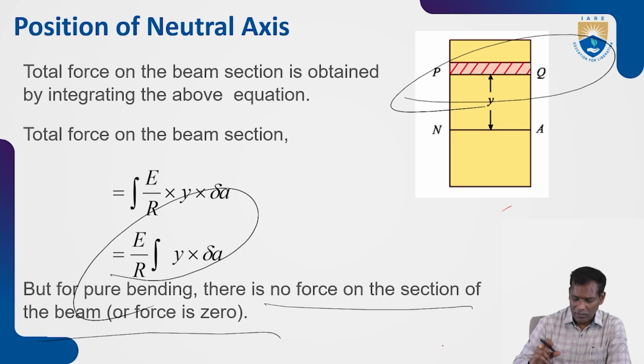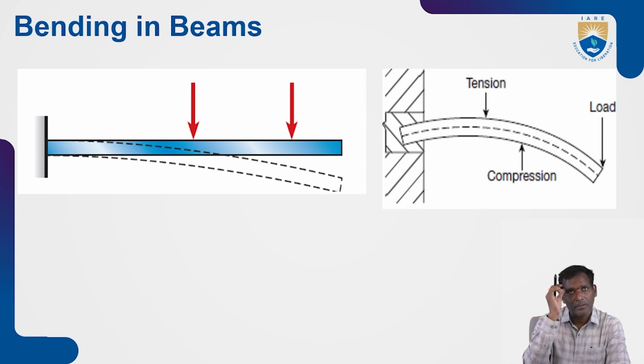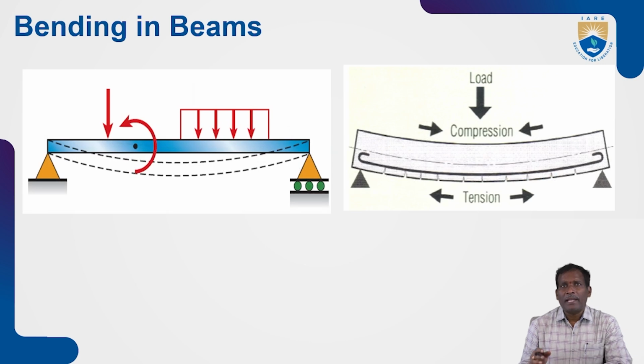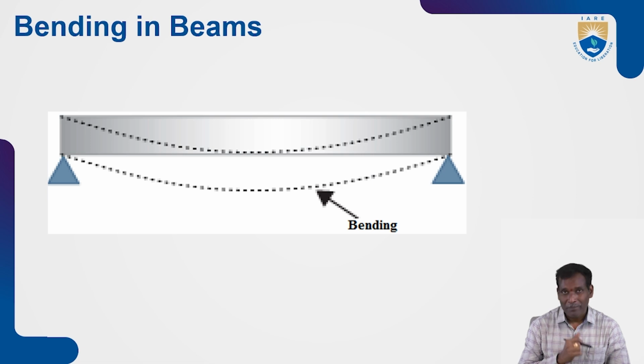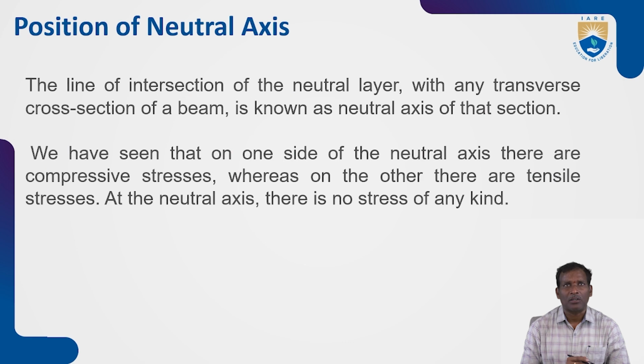We have already discussed this in the bending beams diagram. See, the neutral axis is always at the center of the beam. While calculating the bending stress equation, this neutral axis distance plays a very important role. That's why the line of intersection of the neutral layer with any transverse cross section of a beam is known as the neutral axis of that section.